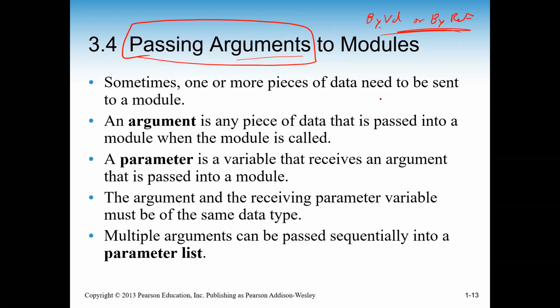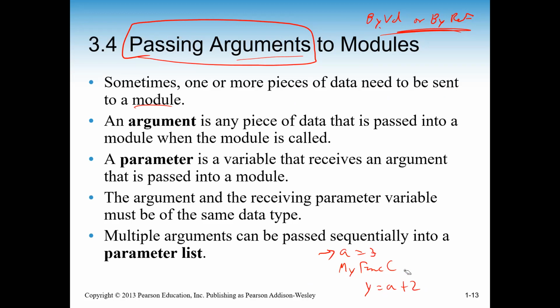Sometimes one or more pieces of data need to be sent to a module. And that's what I was saying, that is usually preferred to having a global variable. So you have a function, my function, and then there's a variable over here, a equals 3. And then in here you have y equals a plus 2. The idea of a global variable is that this would be a global variable. It's outside of the scope.